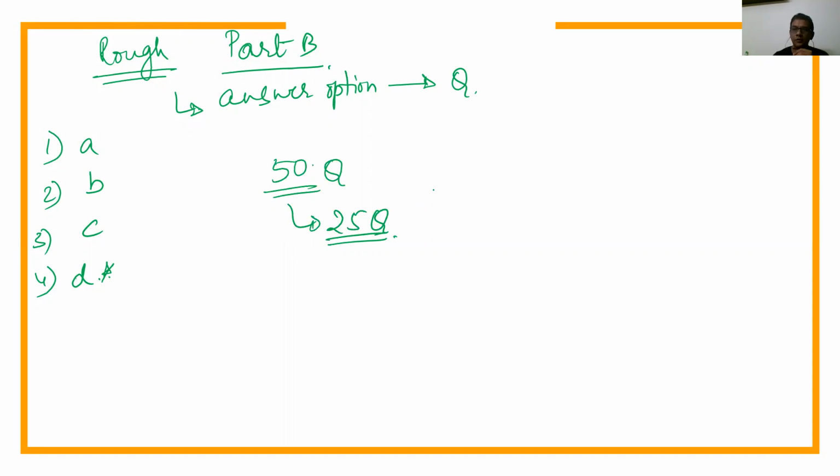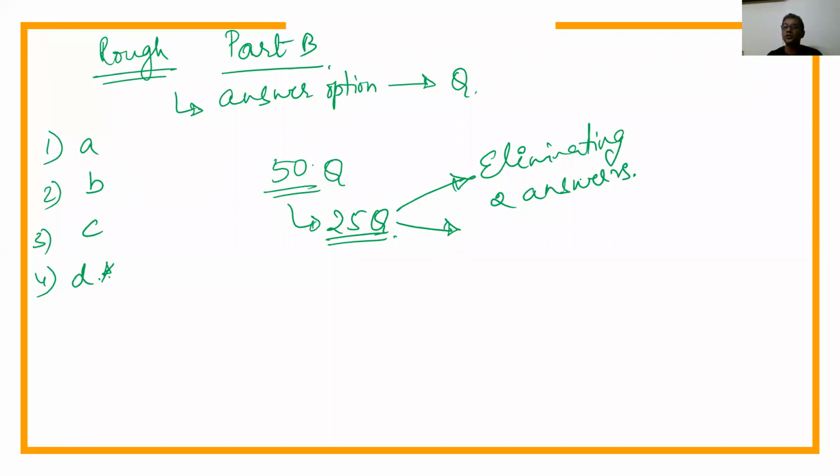So how do you do it intelligently? There are two ways we do guesswork. One, eliminating two answers. So if there is a question where I can eliminate two answers, then the balance two answers is where I do the guesswork, because then my probability of getting them right is 50%. But if I am not able to eliminate two answers, then my probability of getting it right is only 25%.